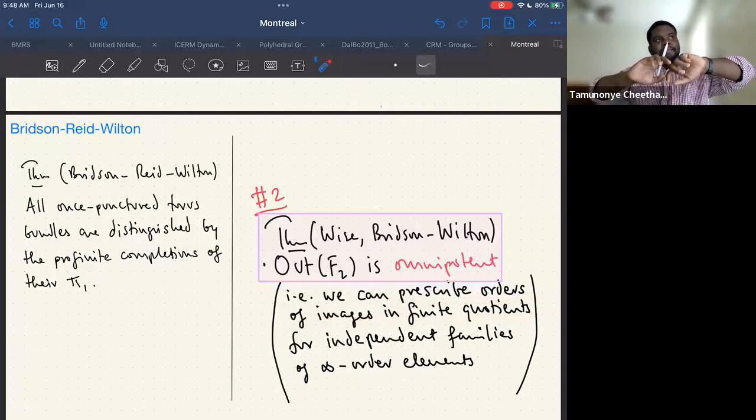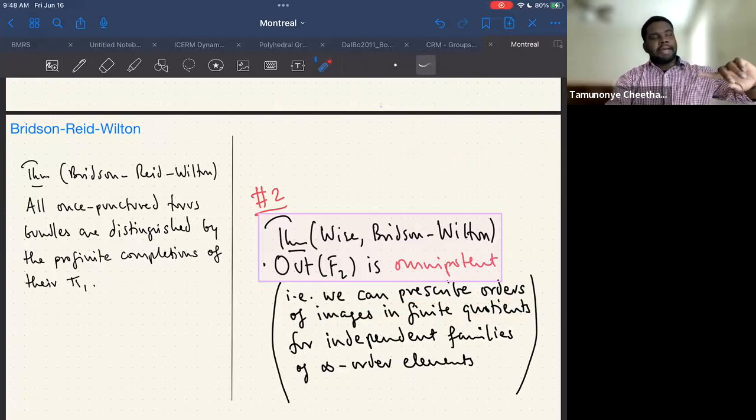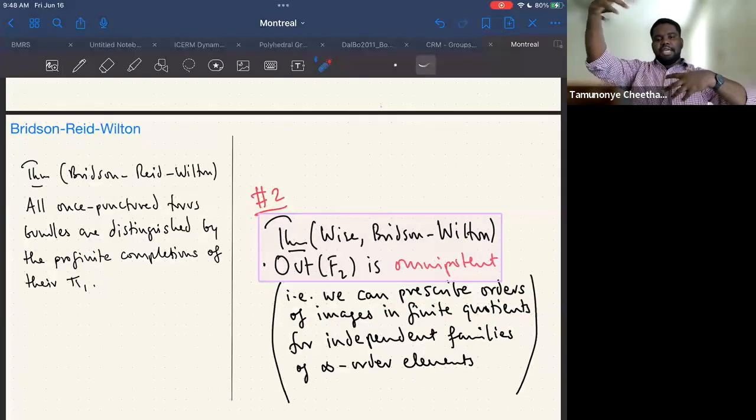So if you have a family of elements, let's do a simple family, gamma 1, gamma 2 in Out(F2), and you know that no power of gamma 1 is conjugate to a power of gamma 2. That's what it means to be independent. Then you can prescribe orders of images in finite quotients. You can say, I want this to be divisible by 13, and I want that to be divisible by 15, for gamma 1 and also for gamma 2. And these end up being useful.